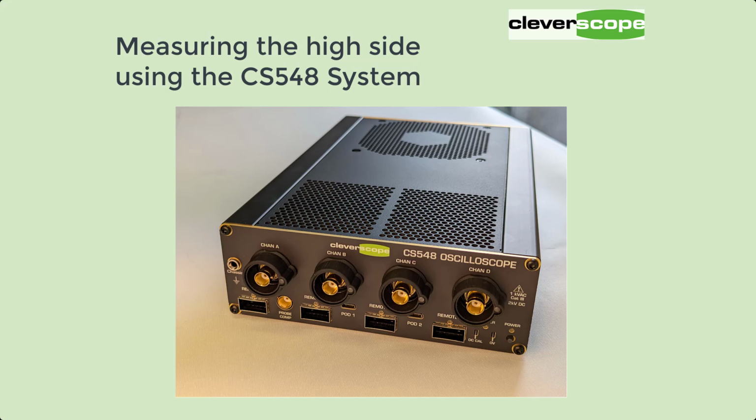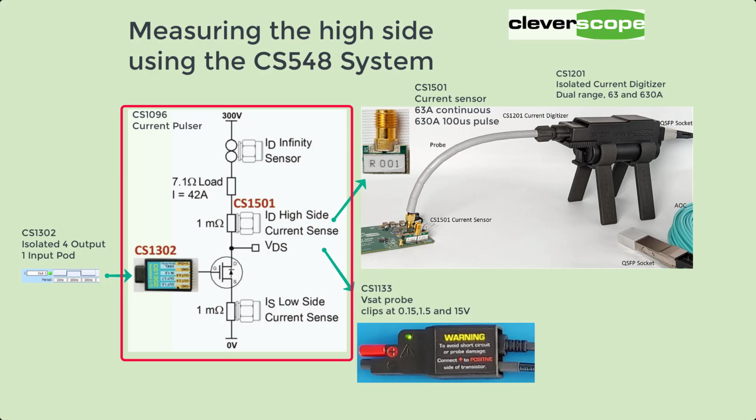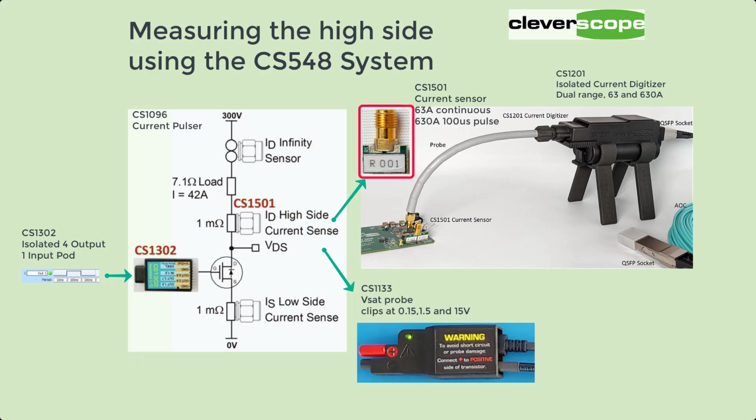Welcome. Today we're going to talk about measuring the high side using our CS548 system. Let's get started. We'll be using an oscilloscope, a CS1096 current pulsar board. We'll measure the current using a CS1501 current sensing resistor connected to a CS1201 current digitizer.